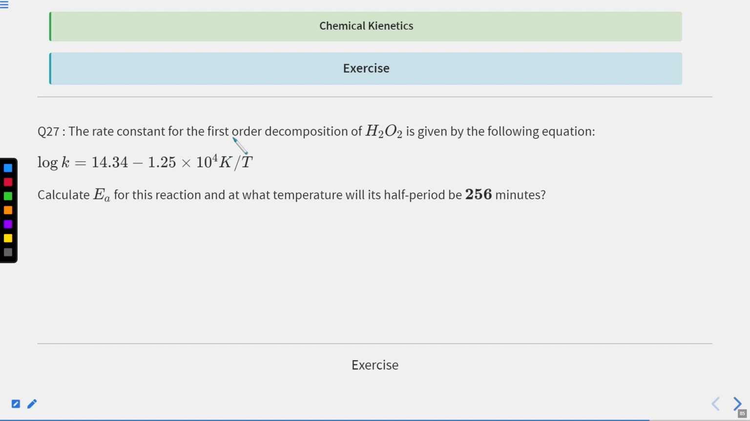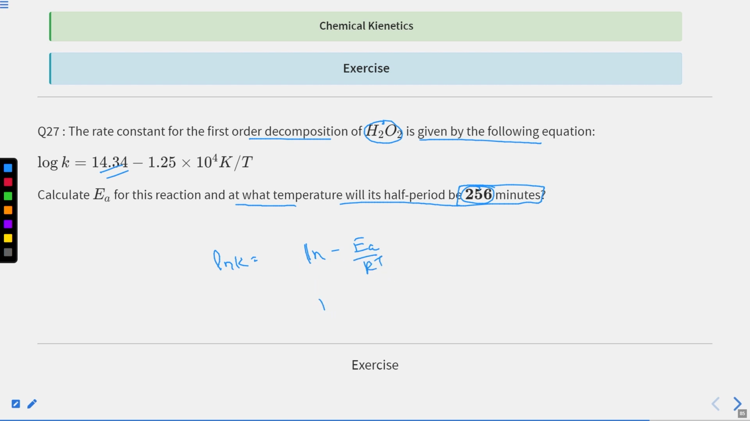The rate constant for a first order decomposition is given by the following equation. Calculate EA for this reaction, and at what temperature is the half-life period 256 minutes? First of all, let us calculate EA. This is nothing but our Arrhenius equation. If you compare it with the Arrhenius equation, that says ln A minus EA by RT, this is our equation.